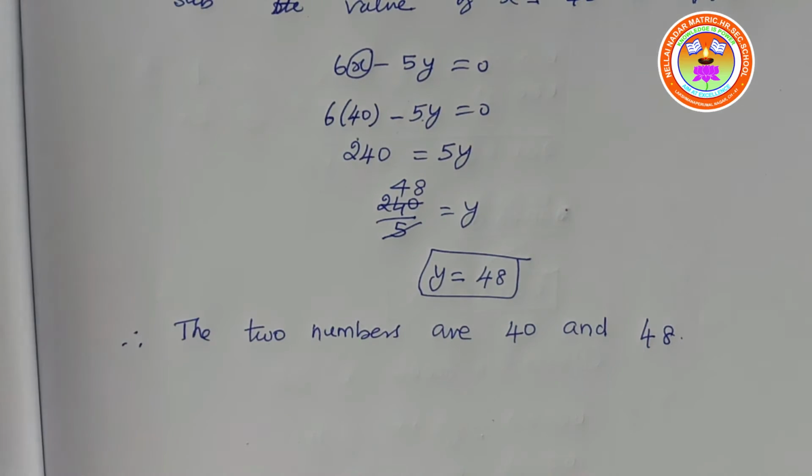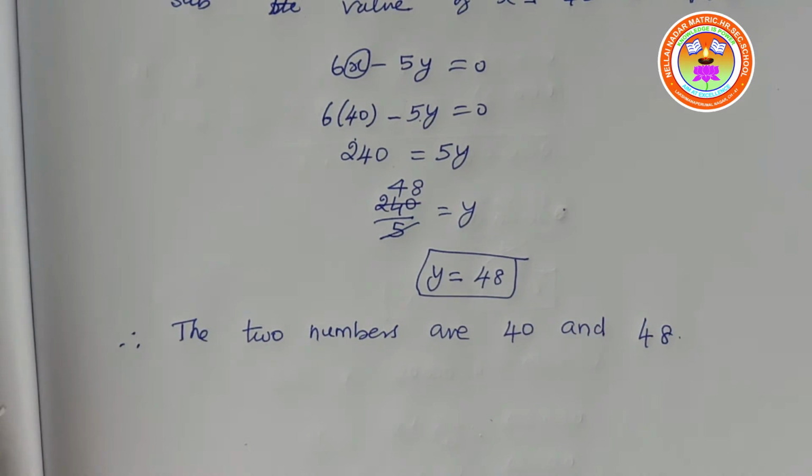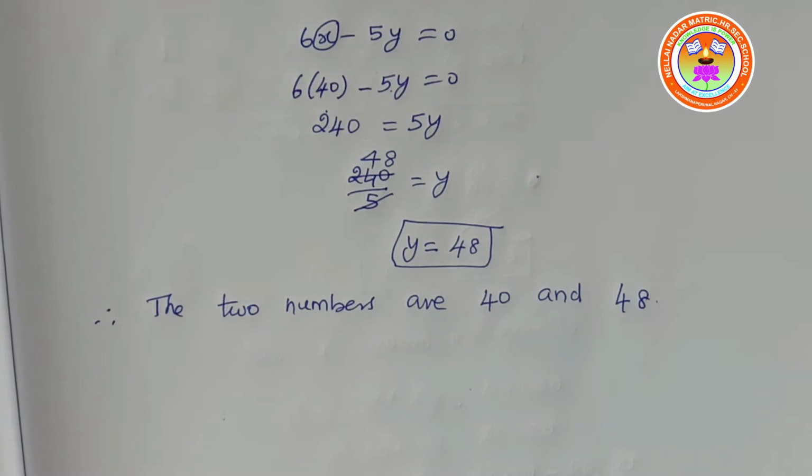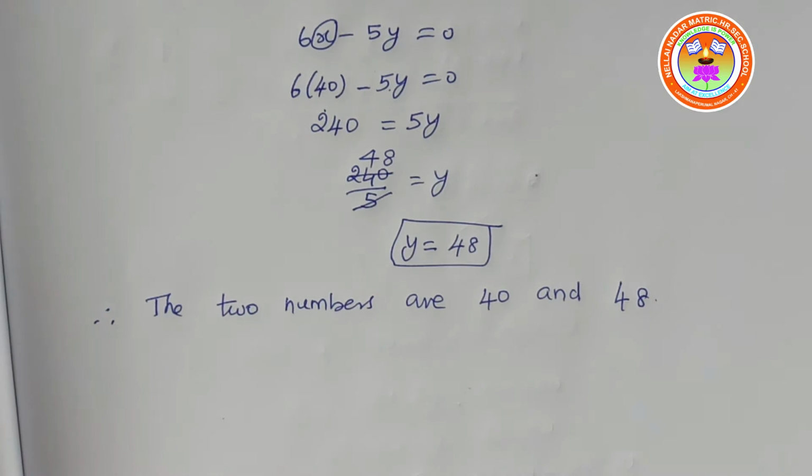Okay, the question is given in, they ask in ratio. No, they ask in ratio, you can write 40:48. Okay, but two numbers only they ask. So numbers are 40 and 48. It's clear children.